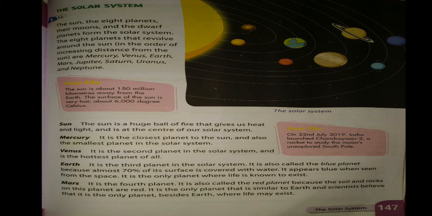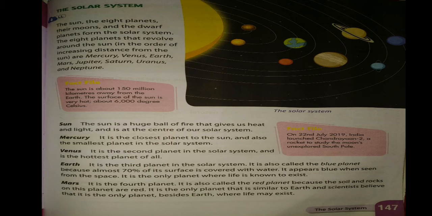Now, the very first is Sun. The Sun is a huge ball of fire that gives us heat and light and is at the center of our solar system. It is about 150 million kilometers away from the Earth, and the surface of the Sun is very hot, about 6000 degrees Celsius.